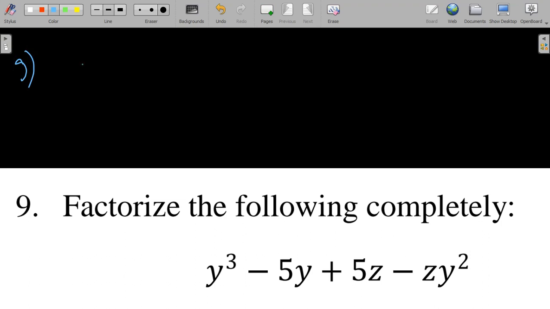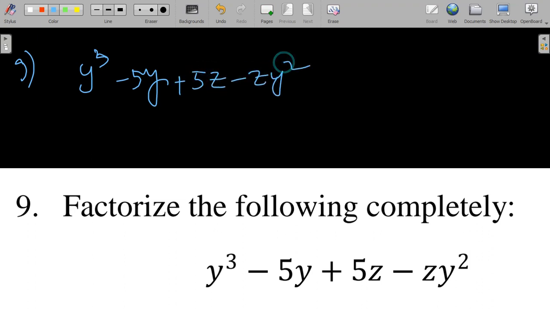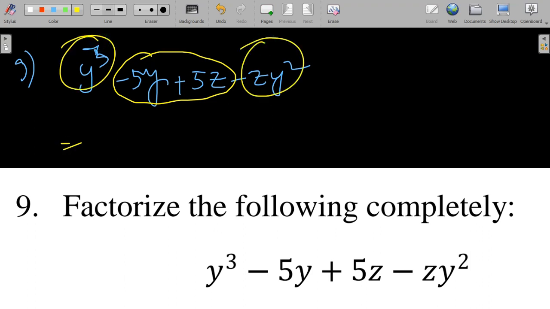In this question we have an expression y cube minus 5y then plus 5z then minus zy square. Now first of all students, all of you have understood that here there are 4 terms, so we have to make groups. So first of all, you can make groups in several ways. What I can see right now, these two are carrying 5, so I want to make them in a single group, and these two another group.